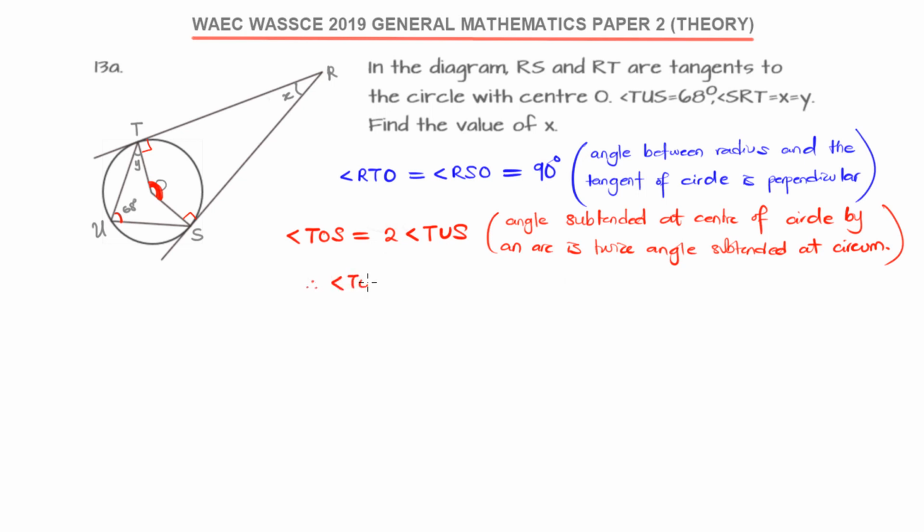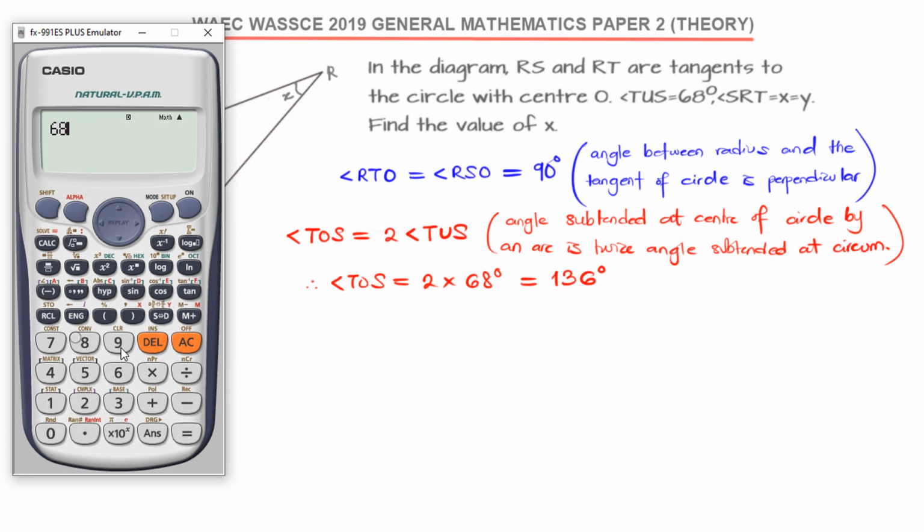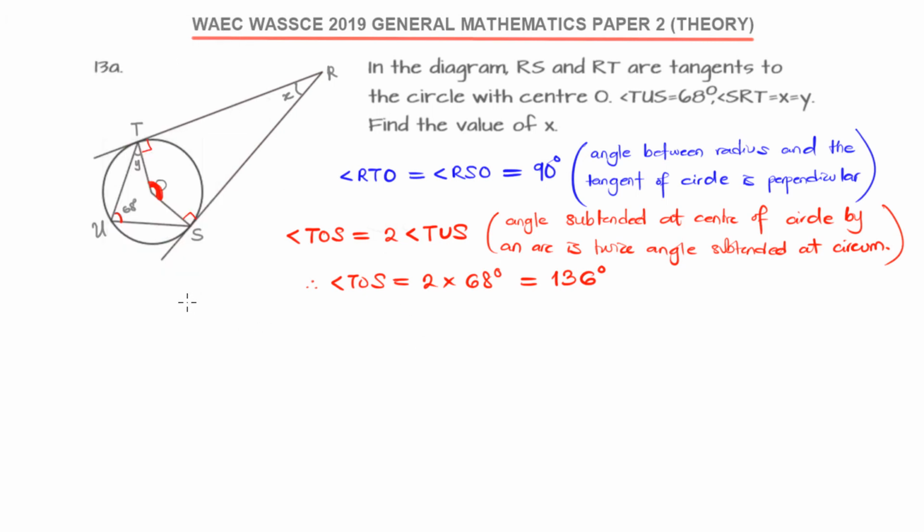Here we have a quadrilateral, a polygon with 4 sides. Because the angle subtended at the center of the circle by an arc is twice the angle at the circumference, we can say that angle TOS is equal to 2 times 68, 68 being the angle TUS, and that is 136.